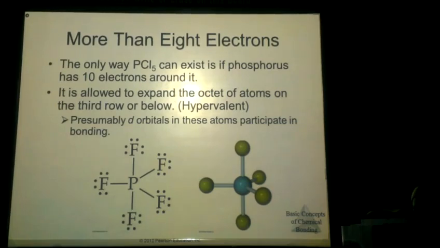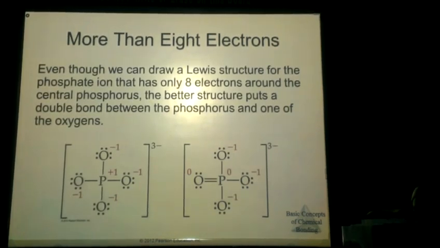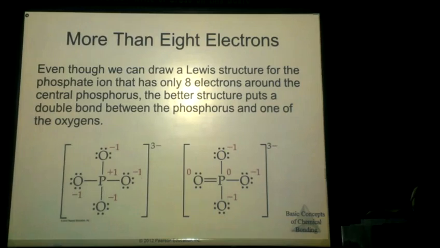Let's look at an example here. I have PCl5. So the only way PCl5 can exist is if phosphorus has 10 electrons around it. We'll get into the molecular geometry when we get into chapter 9, which is still technically part of this chapter that we're kind of just grouping together. So d orbitals kind of help participate in this. Even though we can draw a Lewis structure, so this is specifically looking at the phosphate ion. So this says, even though we can draw a Lewis structure for the phosphate ion that has only 8 electrons around the central phosphorus, so that would be here.